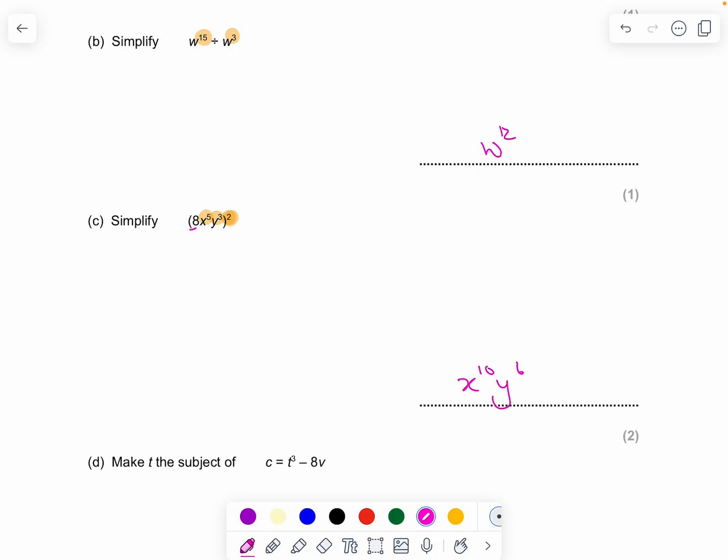But then it's this bit, the 8, that some of you got wrong. We have to square it because the outside of the brackets is telling us to square it. So it's 8 times 8, which is 64. So our final answer is 64 x to the power of 10 y to the power of 6.